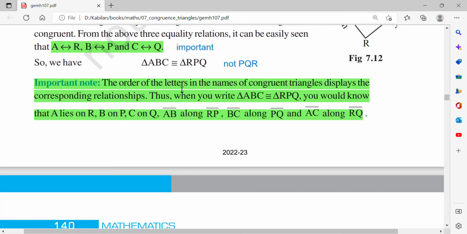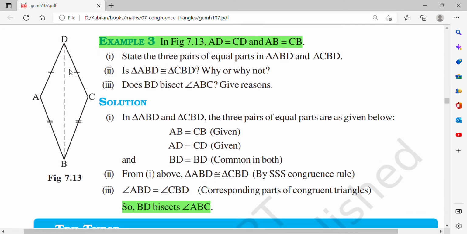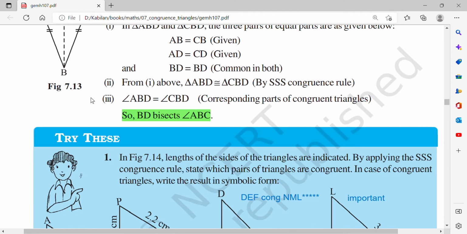The order of the letters in the names matters: R comes first, P comes second, Q comes third. So that is important here. When you write ABC, RPQ, you actually mean A corresponds to R, B corresponds to P, C corresponds to Q. So in this triangle we have a common side, and the other two sides are also equal. So this is also congruent.